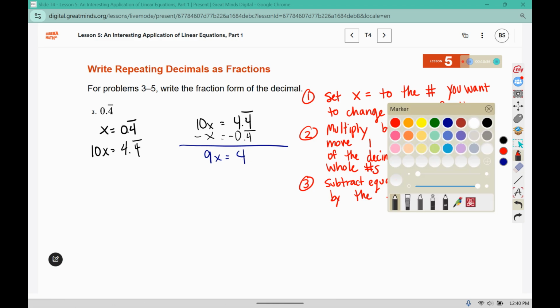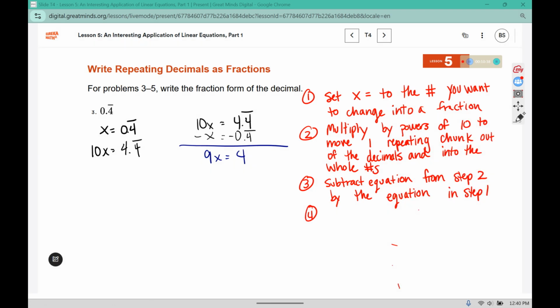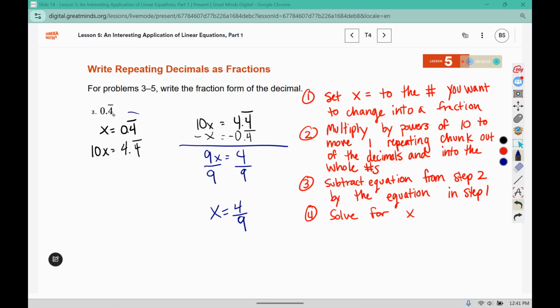So in the next step, we will solve for x. So we will divide both sides by 9, and x equals 4/9. Now, a lot of times my students are tempted to type in 4 divided by 9 in your calculator, but when you do that, it's just going to give you the same thing that you started with. The whole goal was to change it from the decimal to the fraction form, so we want to leave it like this.